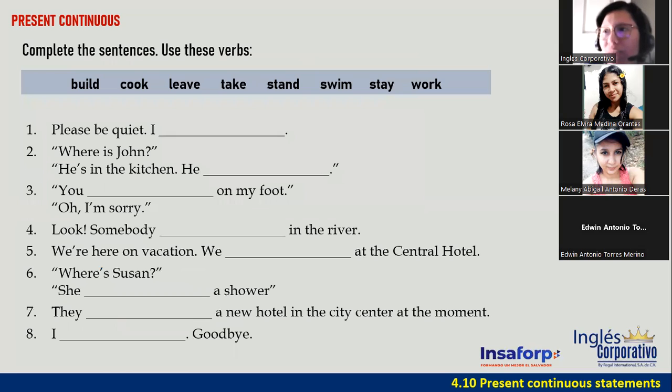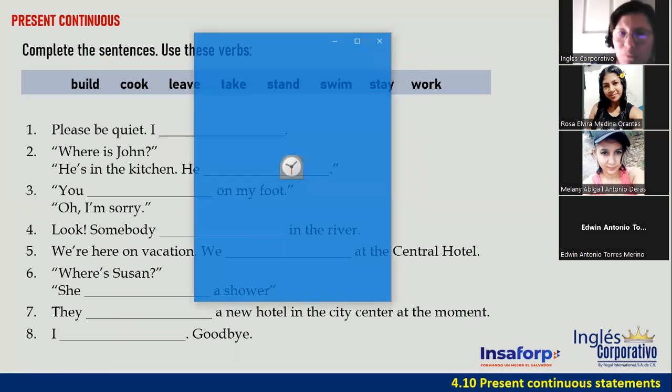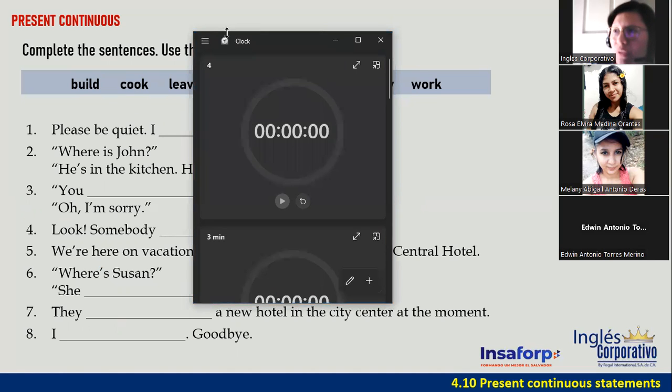Now it says complete the sentences, use these verbs. You have to use build, cook, leave, take, stand, swim, stay, and work, okay? So I'm going to give you 4 minutes, guys, for you to complete the sentences.